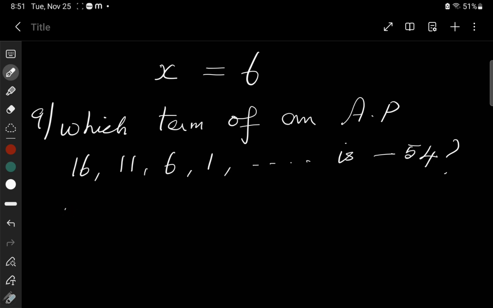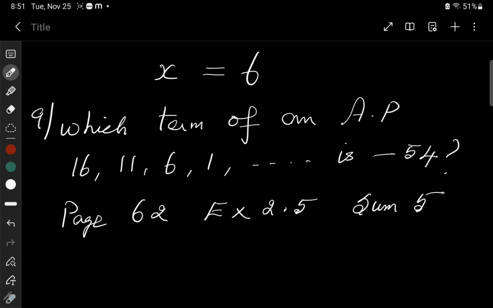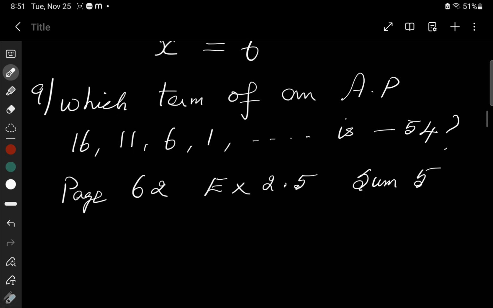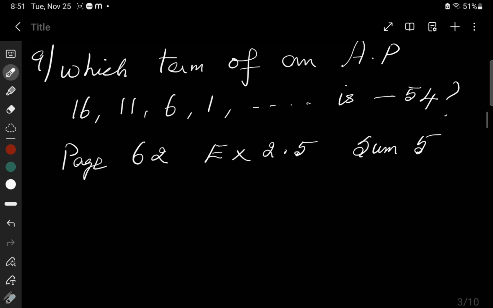So this sum is in page 62 and it is in exercise 2.5, sum number 5. So this is an exercise sum. I have given a video for you, so you can go through that.